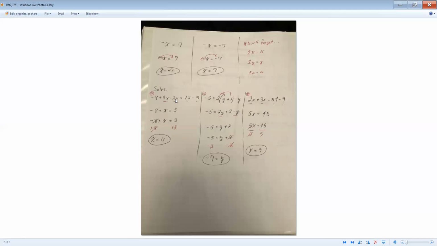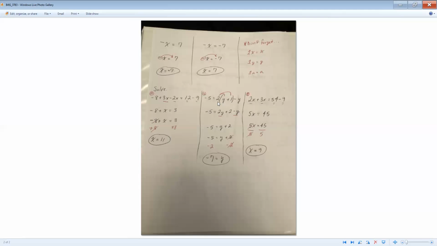3x minus 2x is 1x. So once again, I'm not putting that 1 in front of x. The most simplified way of representing 1x is just x. So that's negative 8 plus x, and then 12 minus 9 is 3 on the right side of my equation. Now I can add 8 to both sides because I have a negative 8 here. I need to cancel out that negative 8 with a positive 8. Adding 8 to both sides gives me x equal to 11 for my solution.